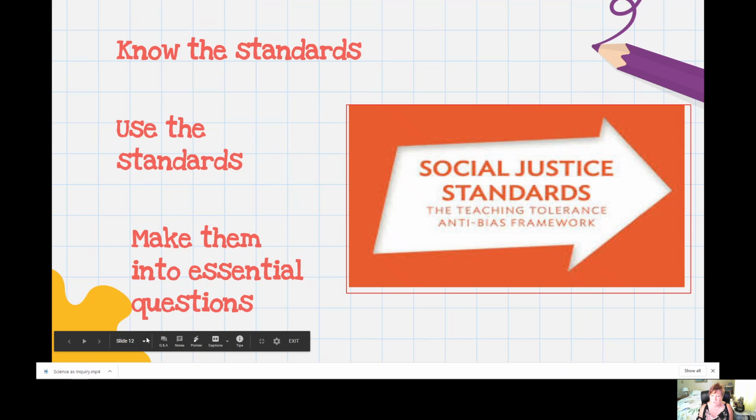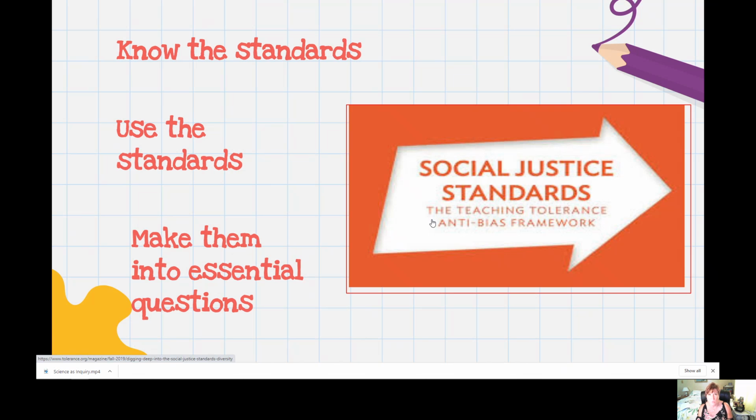So did you know that there's social justice standards? Tolerance.org provides social justice standards, which are linked within our course, and they're also linked right here. So it's really important to know what the standards are, find out ways that we can use the standards, embed them in lessons that we're doing, social studies lessons. You can turn the standards into essential questions.